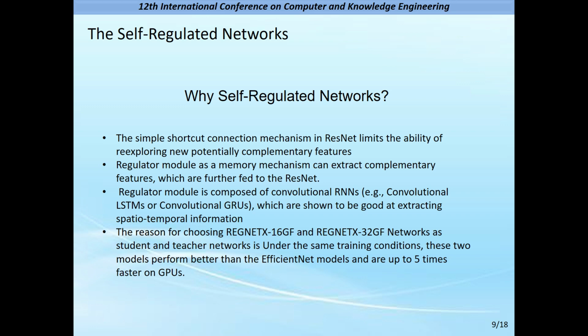The regulator module is composed of convolutional RNNs, e.g. convolutional LSTMs or convolutional GRUs, which are shown to be good at extracting spatiotemporal information. The reason for choosing RegNet 16 and RegNet 32 networks as student and teacher network is that they are under the same training conditions. These two models perform better than the EfficientNet models and are up to 5 times faster on GPUs.